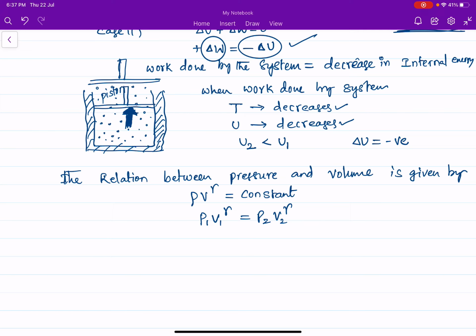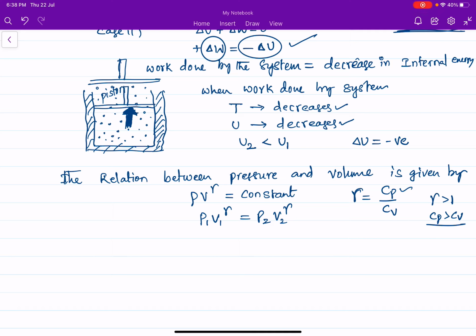Here gamma is the ratio of specific heat capacities, that is Cp divided by Cv. Gamma is equal to Cp by Cv. Gamma is always greater than 1 because we know Cp is always greater than Cv. We will discuss the value of gamma for monoatomic gases, diatomic gases as well as triatomic gases in the coming chapter. For now, just remember that gamma is the ratio of specific heat capacities Cp by Cv, and the relation between pressure and volume in the adiabatic process.